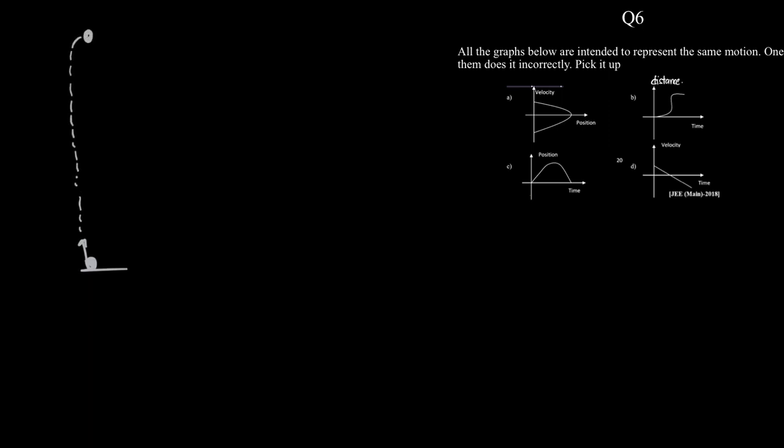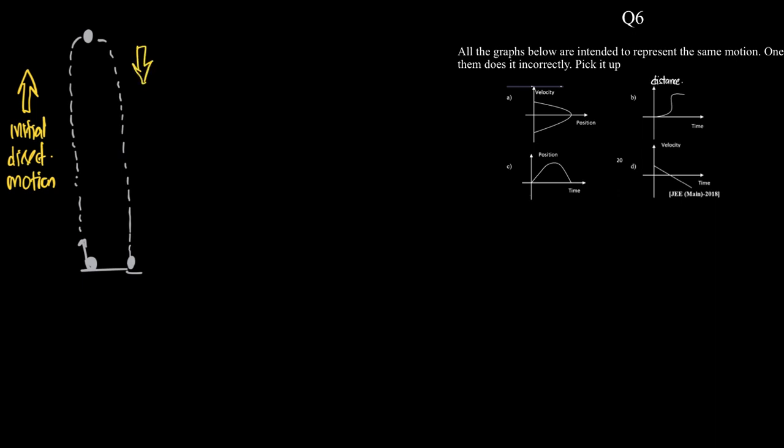It comes to the topmost position, comes back and reaches the same position on the ground again. Now what we need to understand is this is the initial direction of motion along the first half.